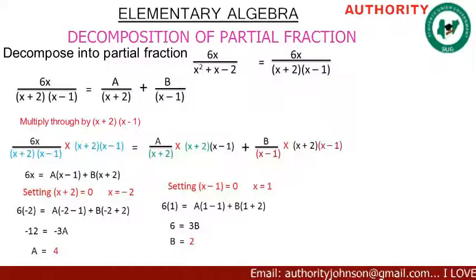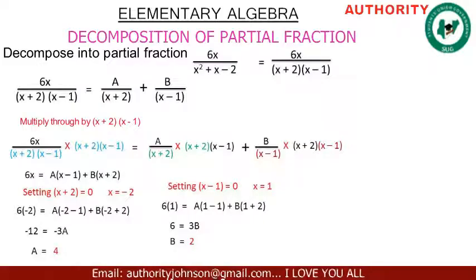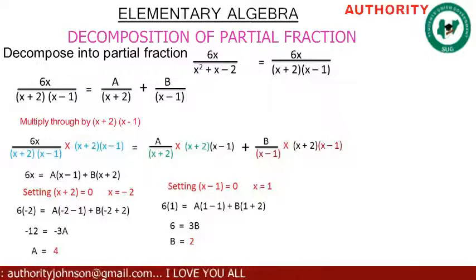Now on the left-hand side we have 6 times 1, which is 6. So we have 6 is equal to 3B. We're looking for B. Let's divide both sides by 3. So 3B divided by 3 will give you B. And then 6 divided by 3 is equal to 2. So therefore B is equal to 2.